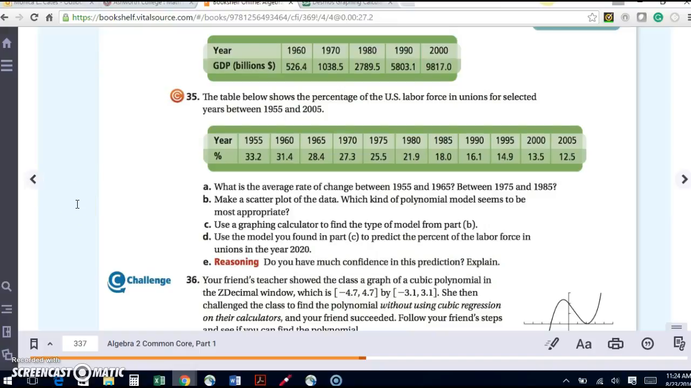Okay, we're looking at problem 35 from lesson 5-8 on page 337. It says the table below shows the percentage of the U.S. labor force in unions for selected years between 1955 and 2005. What is the average rate of change between 1955 and 1965, between 1975 and 1985? So average rate of change is just basically the slope. Well, it is the slope.